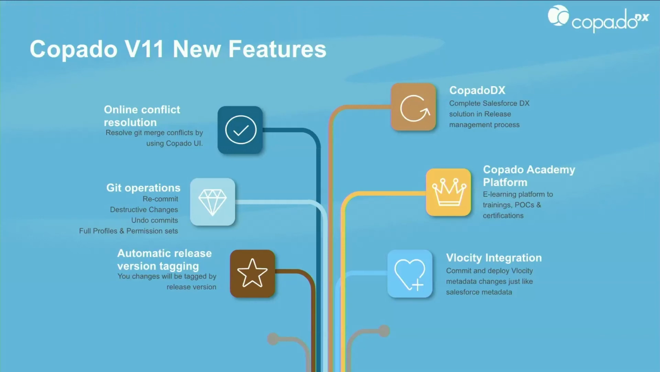One of the biggest features that we are introducing in this version is Copado RDX. We already mentioned Copado RDX. It's a solution that we built around Salesforce DX, and it's also in association with all the release management process that we have. And now we are also introducing Copado Academy. It's an e-learning platform where you can get Copado certified, or where you can get deeper knowledge about Copado, and everything you need will be there. And one other good feature that we have is Vlocity integration. Every single Vlocity metadata that you have in your org will be manageable in the release management process that we have in Copado.